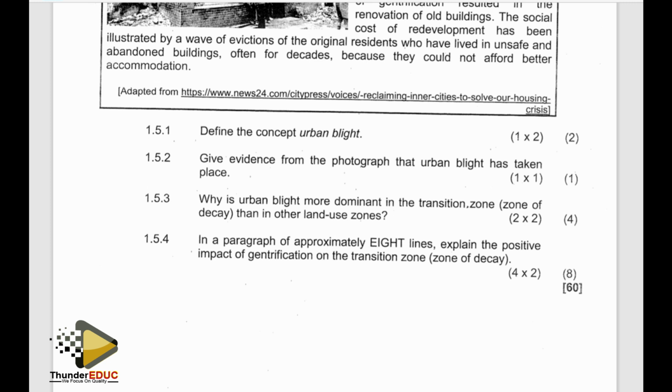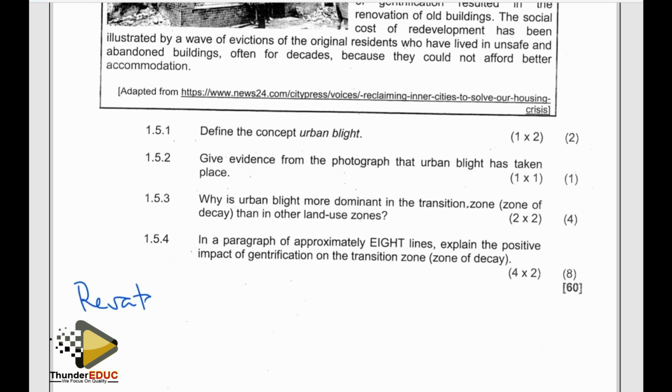Right, when we talk of revitalizing of a neglected area, the area is going to be revitalized. It was neglected, but now given that there are affluent people who are coming to the area, it means we have a situation of revitalizing of neglected area.